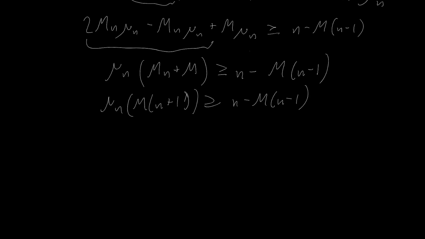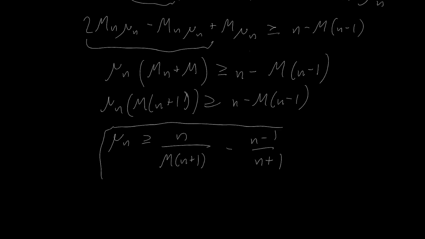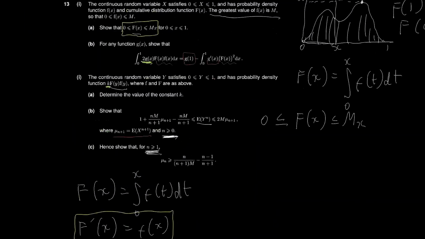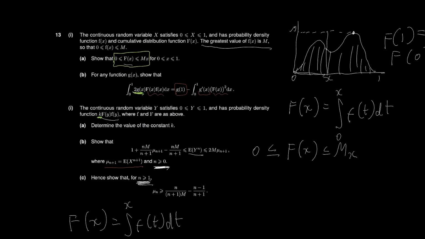Nearly there. Then we just divide both sides by m, n plus 1. Since n is positive and m will be positive as well, that inequality sign won't flip. So we have mu n is greater than or equal to n over m, n plus 1, minus, and then those m's cancel out, n minus 1 over n plus 1. And there you go. That is what I believe they asked us to show. I'll just quickly look. Yeah. Nice.